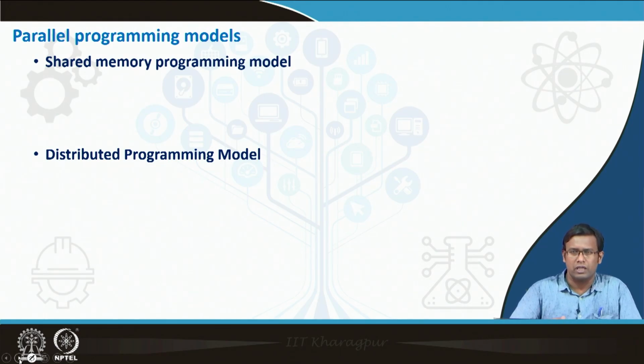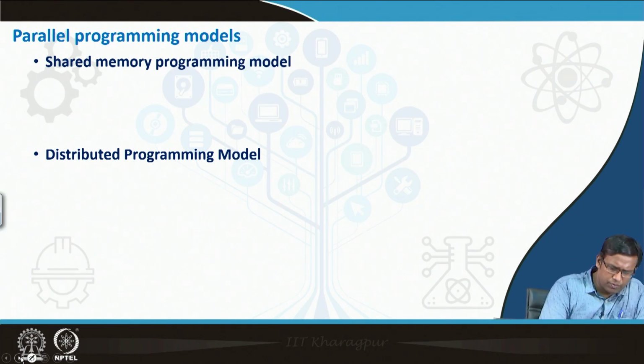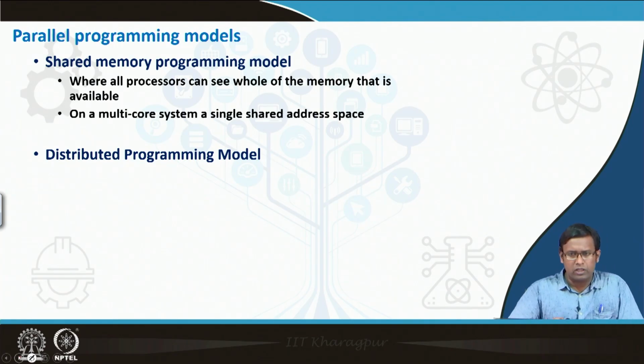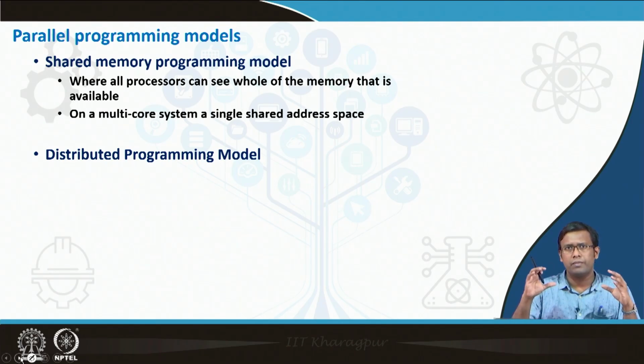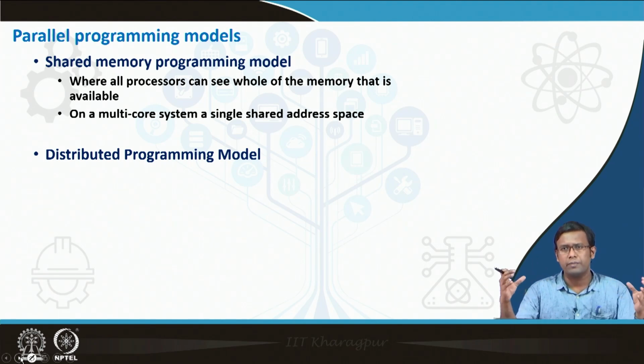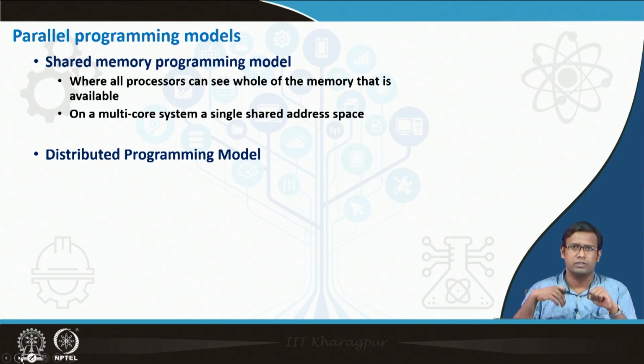We can see that the data space or address space which is copied to the GPU memory is visible to all the GPU cores. So, in the shared memory programming model, all the processors can see the whole of the memory that is available, or the entire memory is a single shared address space and multiple processors are connected to that. So each processor can see any part of the memory, and all of our multi-core systems, like if we buy a dual core laptop or quad core laptop, it is basically a shared memory system.